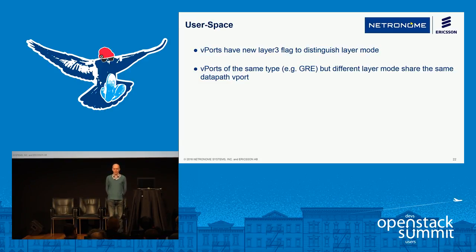So with the modifications being done for layer 3, the vports in Userspace have this new layer 3 flag. This means that data path vports of the same type, for example GRE, may actually be running in 2 different modes at the same time. It's because this flag only exists in the user space, the non-data path code, not the data path code itself.